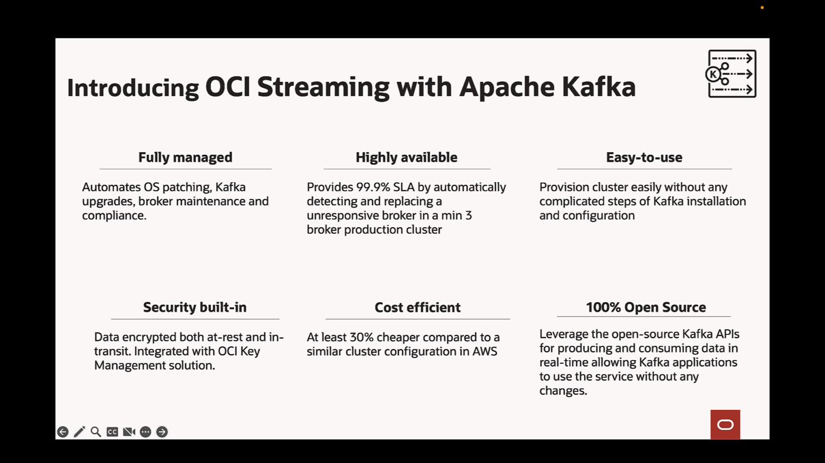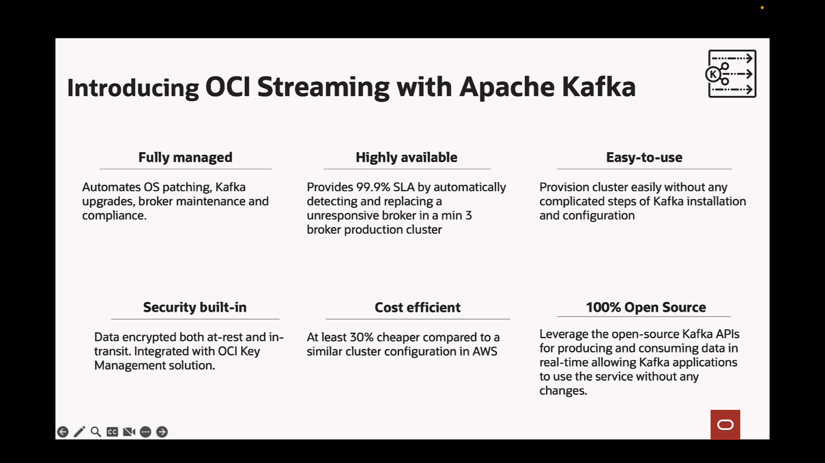That is why we are getting into OCI Streaming with Apache Kafka, which is a service that is 100% compatible with open source Apache Kafka. It is fully managed and has all the benefits of cloud, including reliability and security. OCI Streaming with Apache Kafka is fully managed, so it automates OS patching, Kafka upgrades, broker maintenance, and compliance issues. It is highly available. It provides a 99.9% SLA by automatically detecting and replacing any brokers that are down in a 3 minimum broker production cluster.